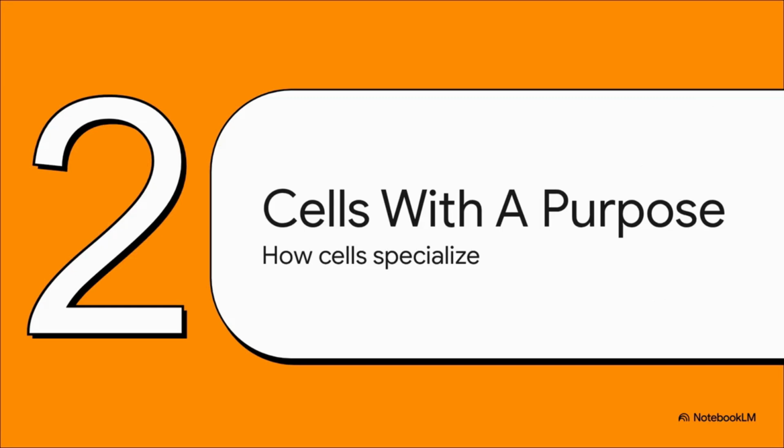Okay, so we've got a blueprint for a generic cell, but a complex body like ours isn't built from generic parts, right? And that brings us to cells with a purpose. Because to build an organism, cells have to specialize. Each one has to adapt to perform a very unique job.